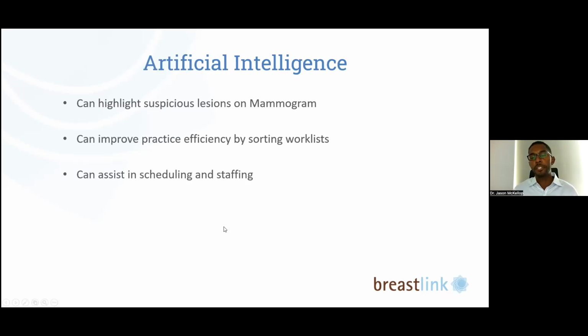So as I mentioned, artificial intelligence can help us highlight suspicious lesions on mammograms. It can improve practice efficiency by helping us sort our work lists, and it can also assist in scheduling and staffing patients. It's a very nuanced and sophisticated software. And again, we're only scratching the surface of this new technology, but it confers several advantages. And even though the question may arise about job security, whether or not this is threatening my own job as a radiologist, I don't feel that that's the case. I feel that artificial intelligence is here to help in this setting, and more globally speaking, here to help humanity, and not necessarily to hurt us, or at least as it relates to radiology.